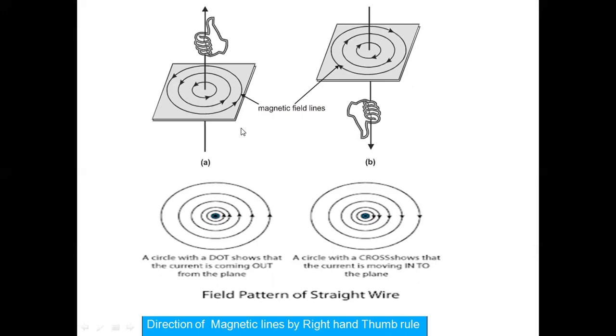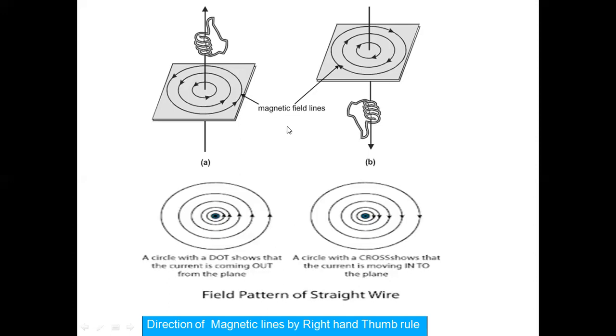What happened? As soon as I reverse the direction of the current, the direction of the magnetic lines of force, or magnetic field lines, also changes. When the thumb points upward, the magnetic field lines are in the anti-clockwise direction, and when it is downward, the magnetic lines are in the clockwise direction.